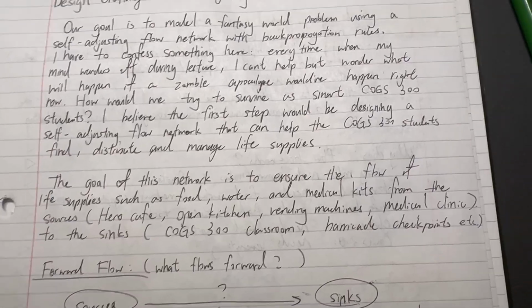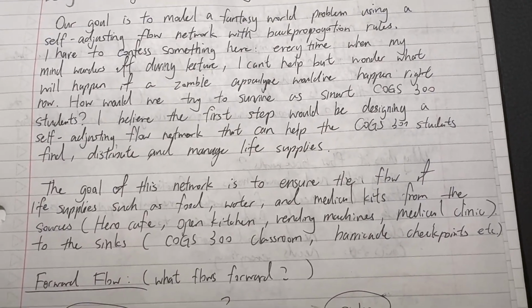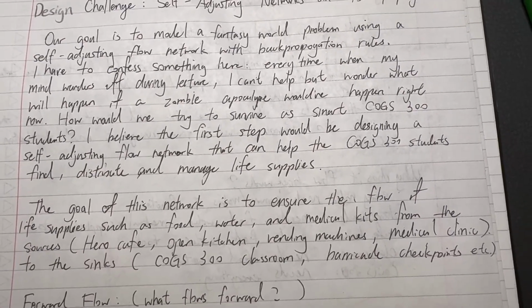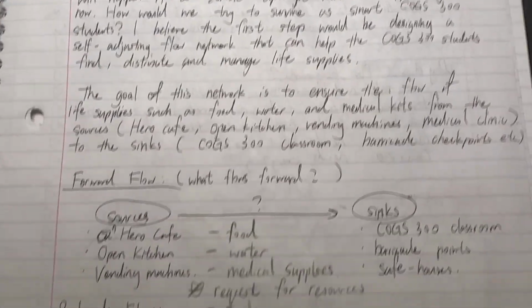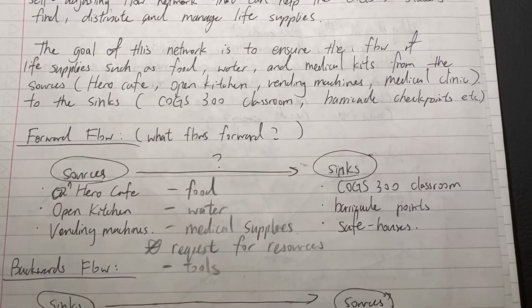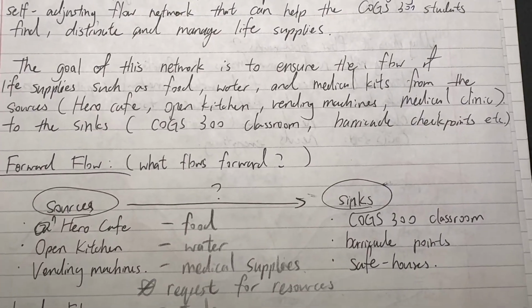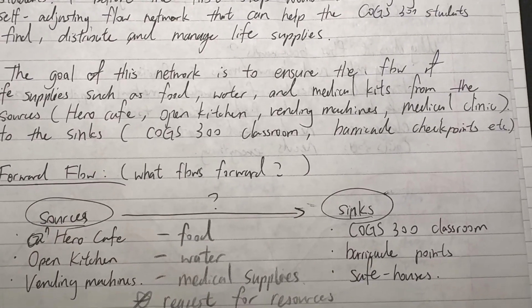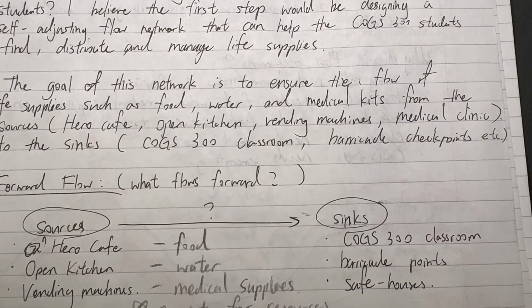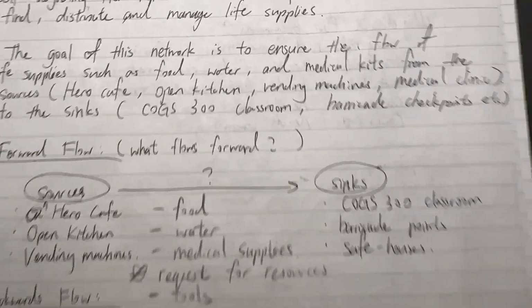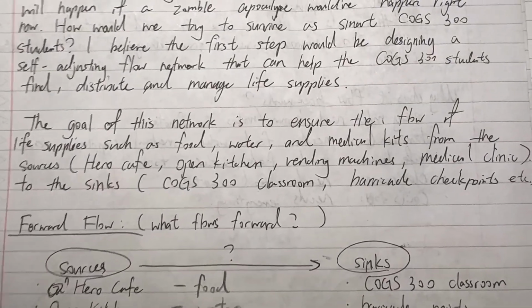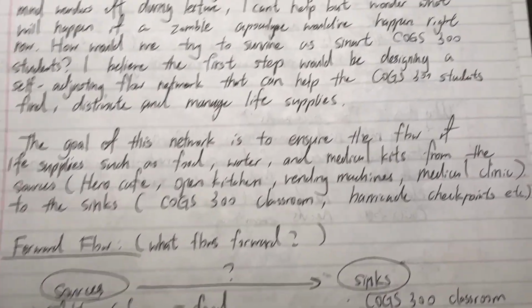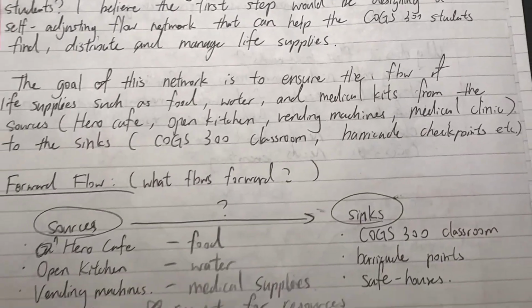The goal of this network is to ensure the flow of life supplies such as food, water, and medical kits from the sources. The sources from my initial brainstorming process would be the Hero Cafe, the open kitchen, vending machines, and the medical clinic, to the sinks. The sinks will be a COGS 300 classroom, a barricade checkpoint, and a safe house.